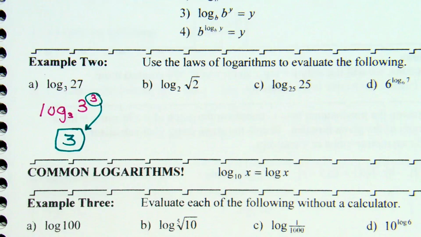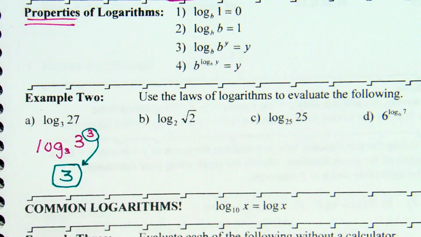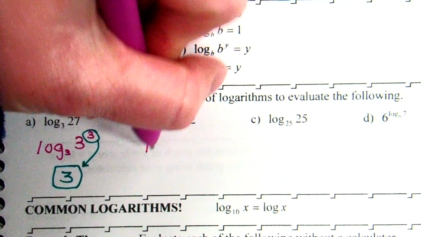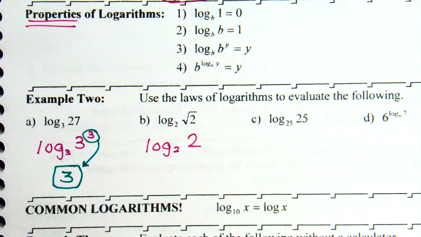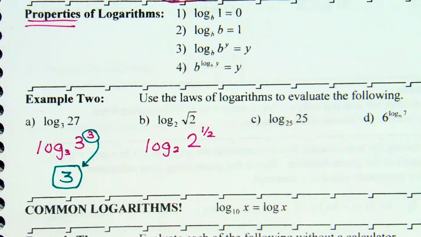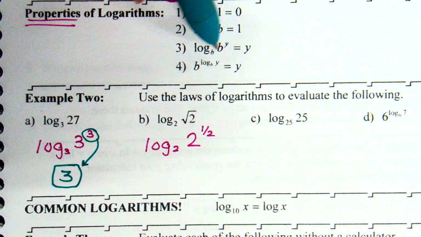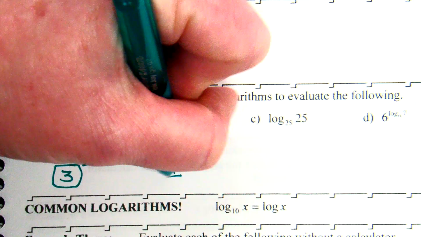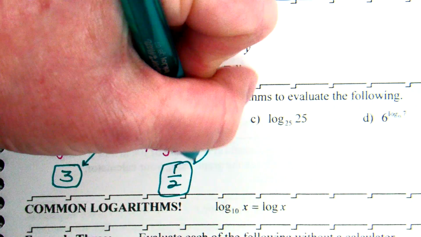Example 2b, log base 2 of square root of 2. What do you know about square root of 2? 2 to the 1st. How do we write a square root power? 1/2. Because remember, radicals always translate into exponent powers. So what is log base 2 of 2 to the 1/2 equal to? 1/2, because these 2's match. Again, this is property 3. As long as the base and the inside base match, it's equal to the exponent. So these 2's match, so it's equal to 1/2. And again, not that you couldn't set up an equation, do left, right, middle.